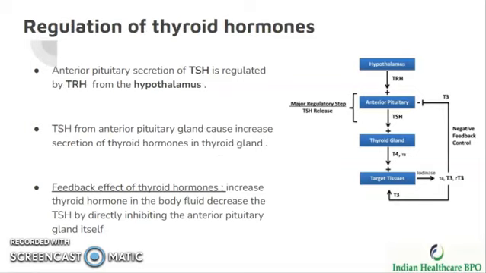Then, regulation of thyroid hormones. Anterior pituitary secretion of TSH is regulated by TRH from the hypothalamus. TSH from anterior pituitary gland causes increased secretion of thyroid hormones in the thyroid gland. Feedback effect of thyroid hormones: increased thyroid hormones in the blood fluid decreases the TSH by directly inhibiting the anterior pituitary gland itself.